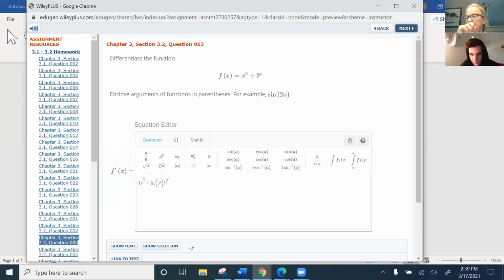Okay. Plus 7 times 7 to the x. Yeah, it's still telling me I'm incorrect. I don't know why. What number is it? I'll fix it for you. It was 3.2, question 3.